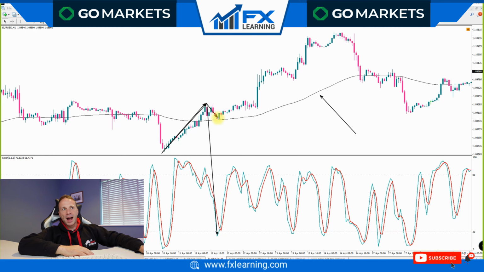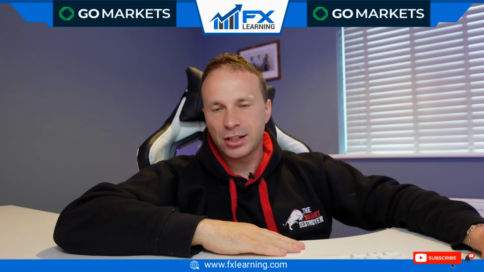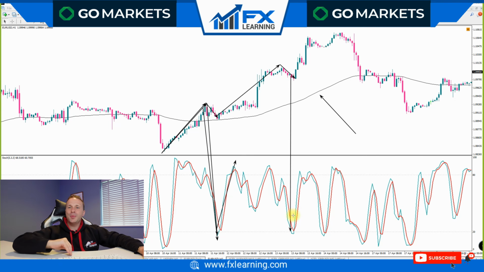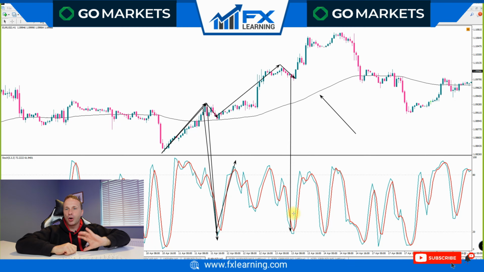Uptrend, pullback, the stochastics goes oversold, price goes up. Same again: we get a pullback in the market just here and the stochastics goes oversold. This is by far the best way to trade this stochastic oscillator. I've seen so many traders in the past trying to trade overbought and oversold, selling when it's overbought and buying when it's oversold, and that will just not work. You will get burnt out doing that.